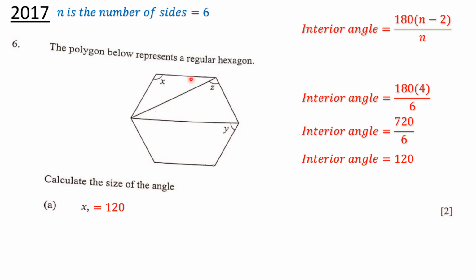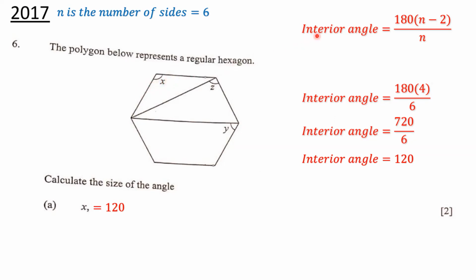Okay, so we have 1, 2, 3, 4, 5, 6. Again, 1, 2, 3, 4, 5, and 6. And what we want to do is figure out what x is. Angle x is a full interior angle. All of that is x, a full interior angle.